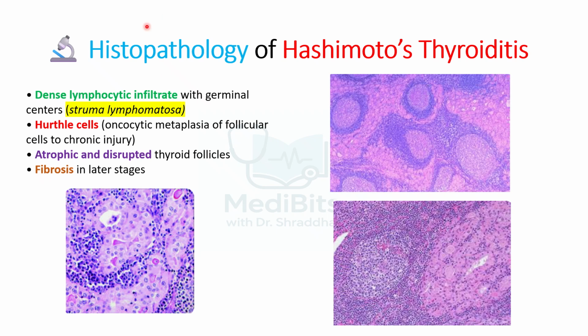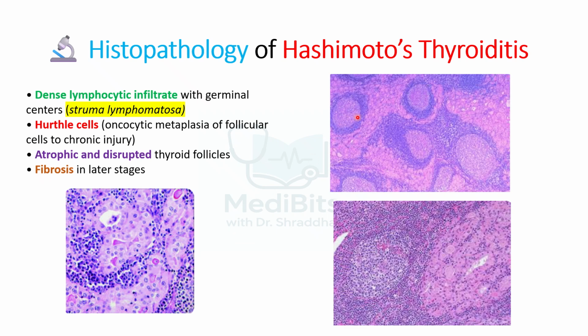So now we will understand the histopathology of Hashimoto's thyroiditis. Microscopically, Hashimoto's thyroiditis is characterized by intense lymphocytic infiltration forming germinal centers. You will also see Hürthle cells. These are follicular epithelial cells that have undergone oncocytic metaplasia with abundant eosinophilic granular cytoplasm. Follicles appear atrophic and disrupted. In chronic cases, you will notice progressive fibrosis. This microscopic appearance is classic and can be diagnostic even in fine needle aspiration cytology.